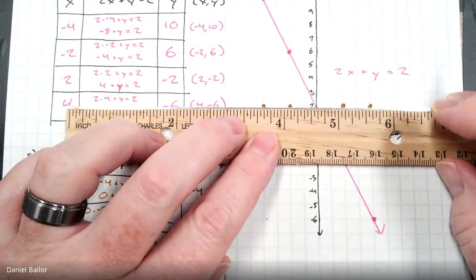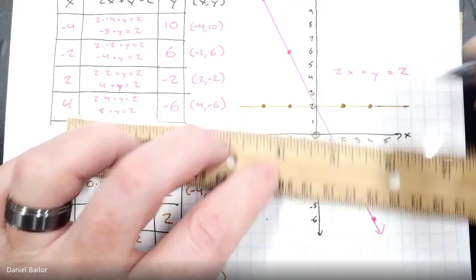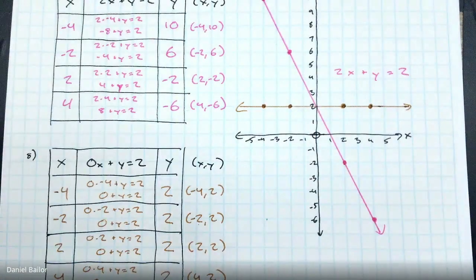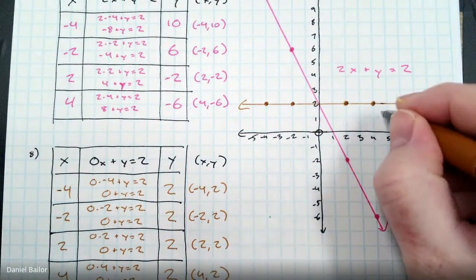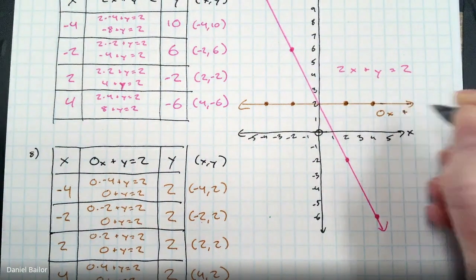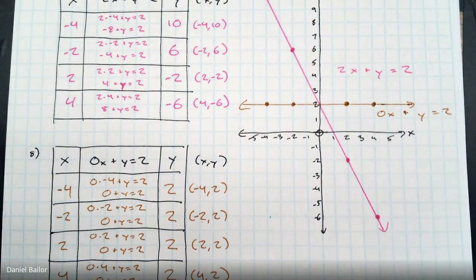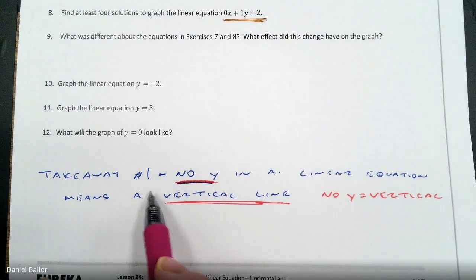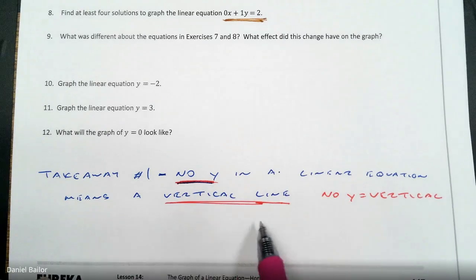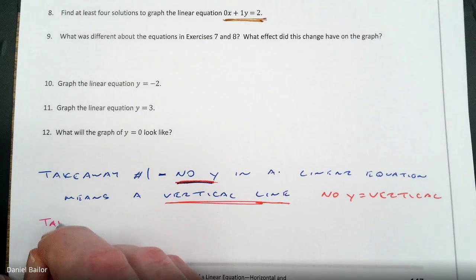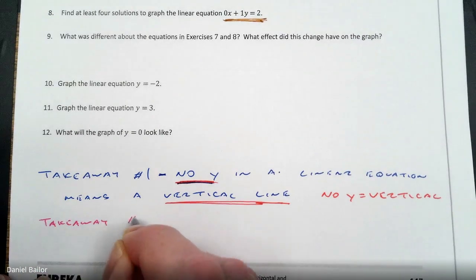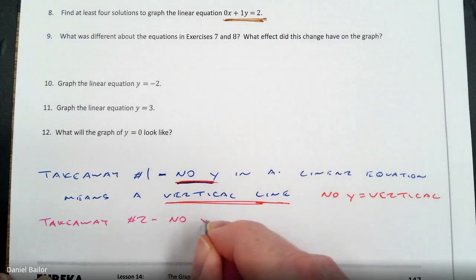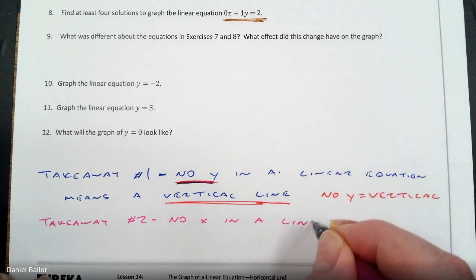Look at that. This one is 0x plus y equals 2. Wow, I think we have another takeaway. We need to add to our chart at the bottom. Takeaway number 1 was no y in a linear equation means a vertical line. So takeaway number 2 will be no x in a linear equation.